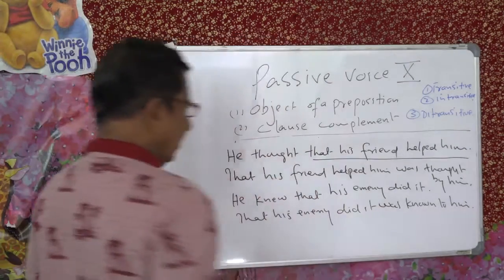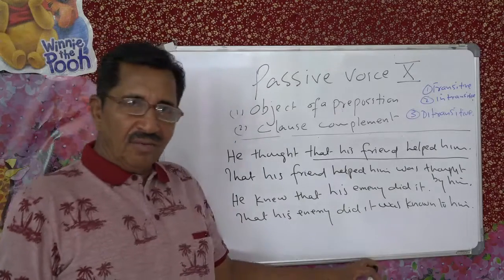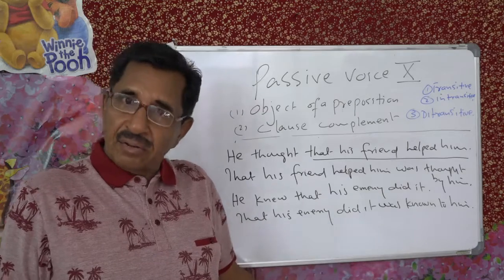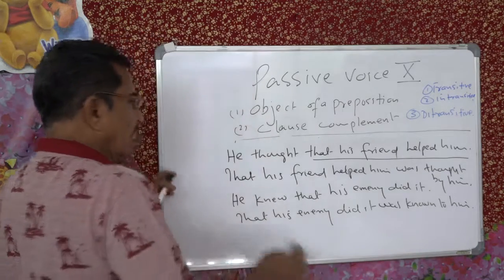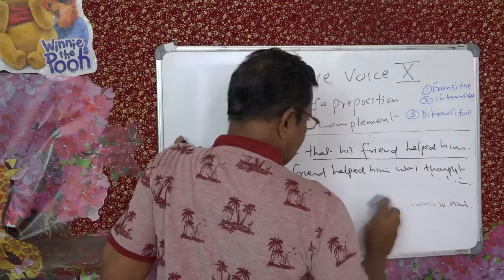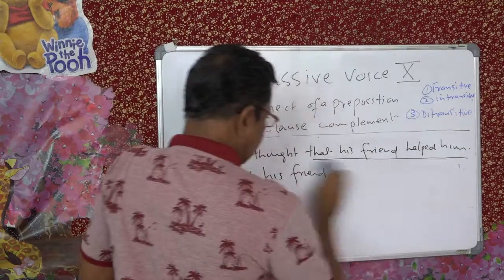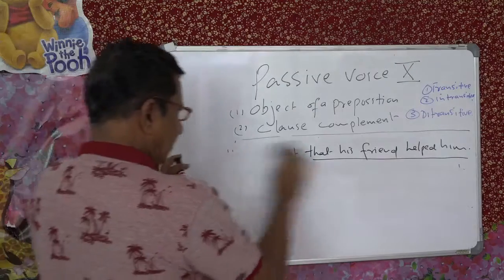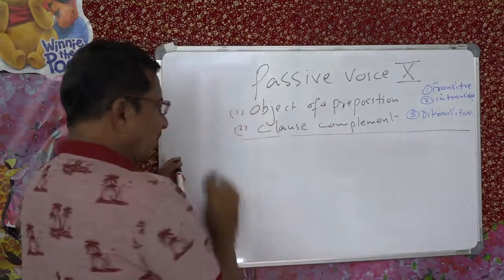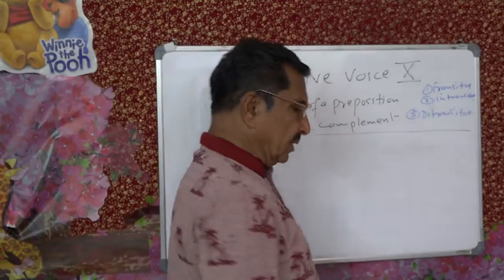So sometimes don't look for a word in the nominative case or dative case. It can be a clause. In that case, you should bring the entire clause to the subject position of the passive. So, understand? I think that is clear to you now. Or do you want one more example? What example do you want?